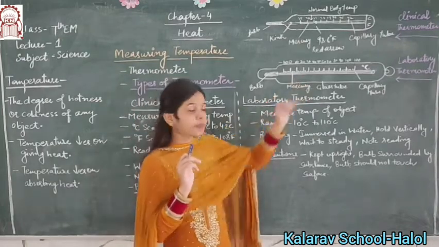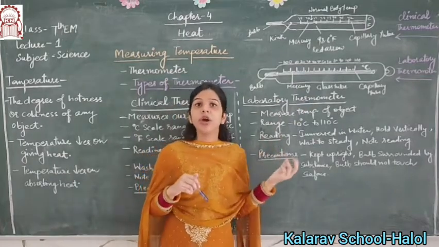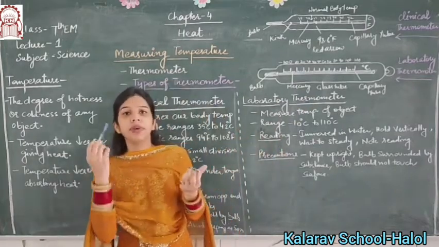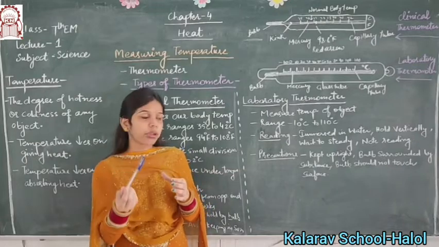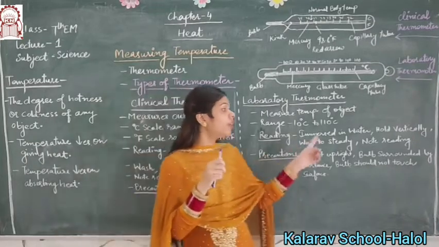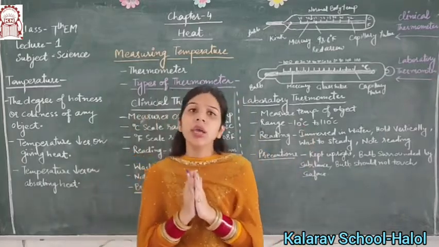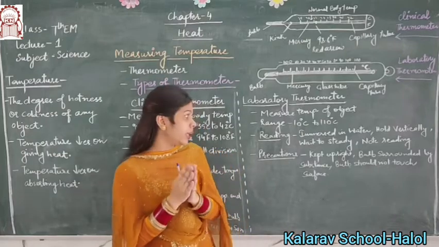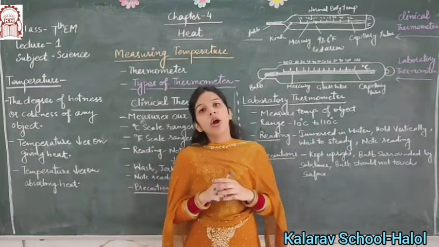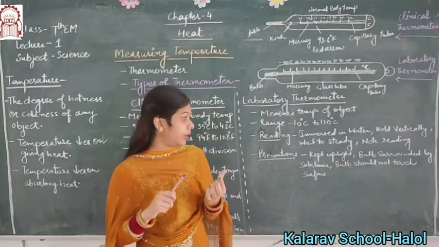While reading from the laboratory thermometer, firstly place your laboratory thermometer in water, immerse it completely, hold it vertically and wait for the moment when the mercury of the thermometer becomes steady. Note the reading between the marks of the thermometer.